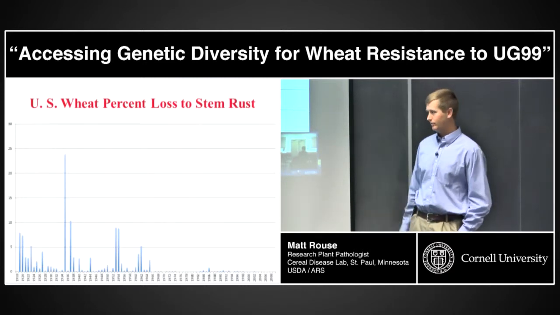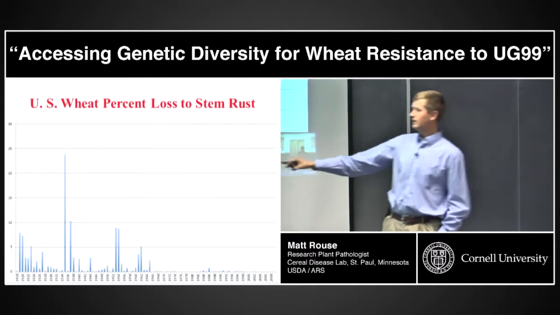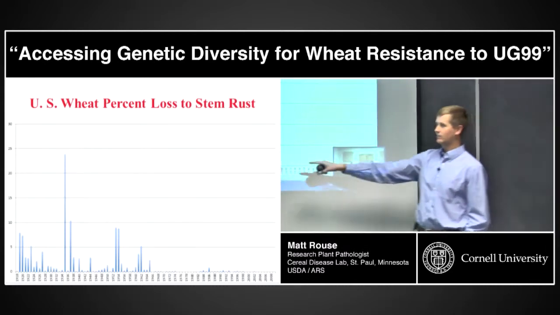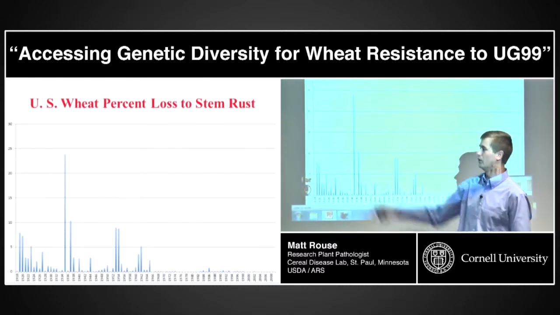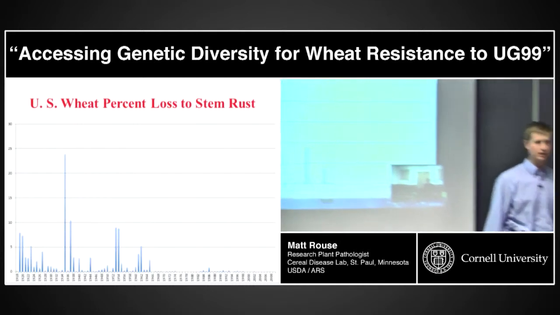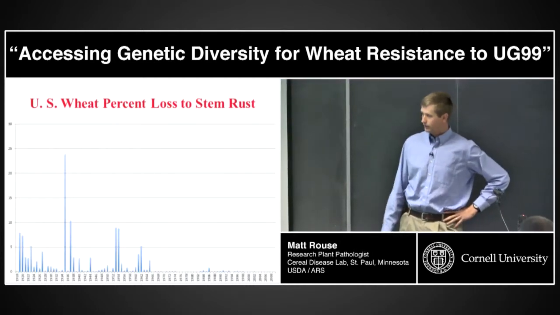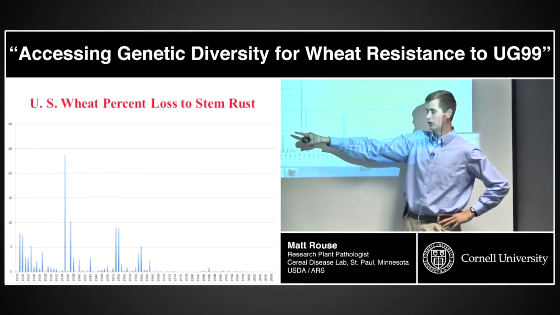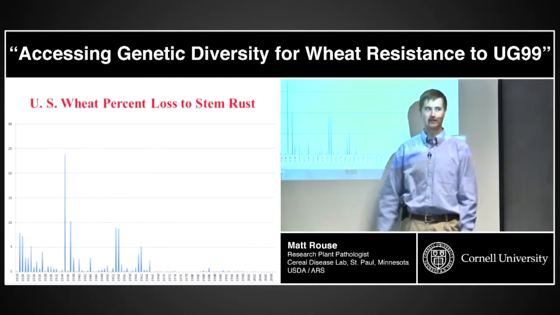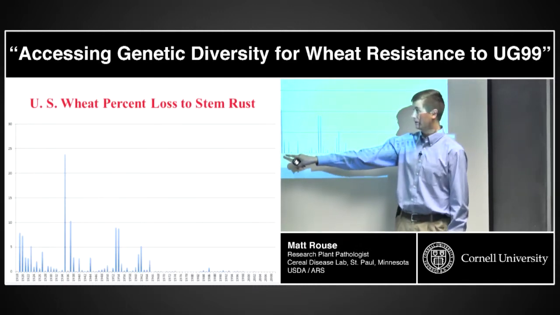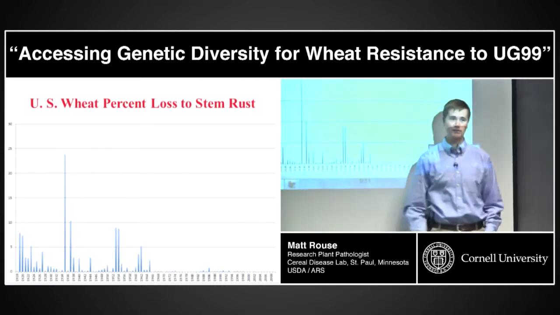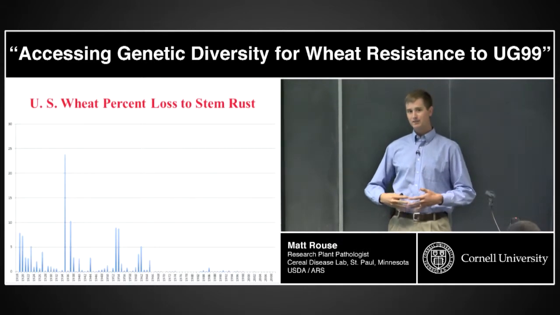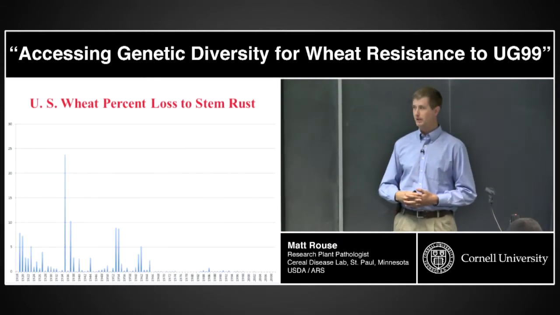And so this is a graph which is showing on the x-axis year starting in 1918 and going to 2008. And on the y-axis is the percent of the total US crop that was lost to stem rust. And so you can see that during epidemic years, it was not uncommon to get yield losses across the entire United States of 5 to 10%. And in one particular year, 1935, almost 25% of the whole United States crop was lost to this disease. And so from the past, we know that stem rust was a really big problem.